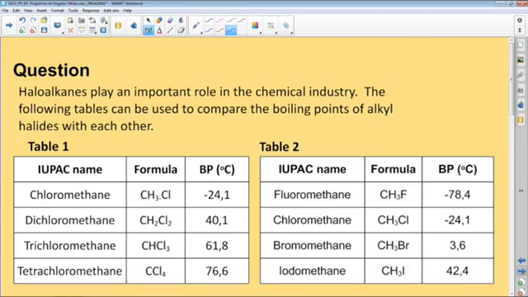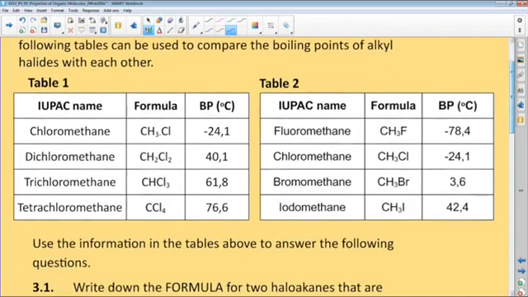Now, before you even start the question, you do what I said earlier. You say, okay, let's think what we're doing here. This first table is chloromethane, dichloromethane, trichloromethane, tetrachloromethane. So what we're actually doing in the first table is they're all methane, so there's only one carbon in them, but we keep adding in more chlorine. So we're increasing the number of halogens attached, okay?